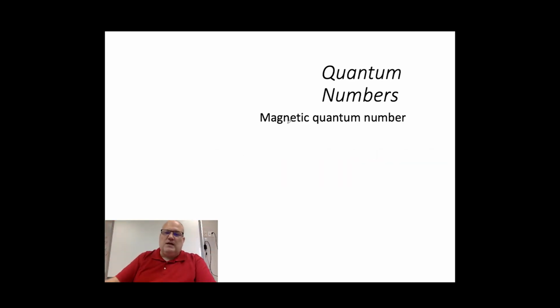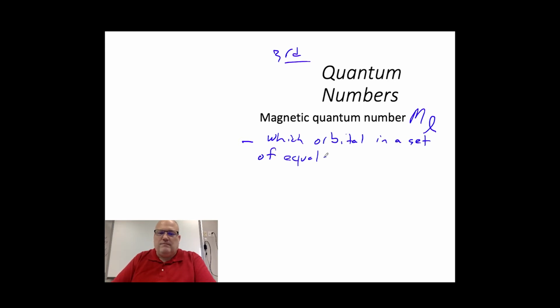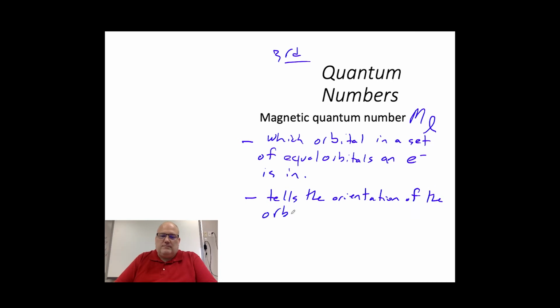Now, let's go to the third quantum number. The third quantum number is called the magnetic quantum number. And it actually has a symbol, capital M, with a cursive L. And what does it tell us? Well, it tells us, when we have a set of orbitals, which orbital in that set the electron we're looking for is in. The actual technical definition is that it tells the orientation of the orbital around the nucleus, but that's not too much help for us.